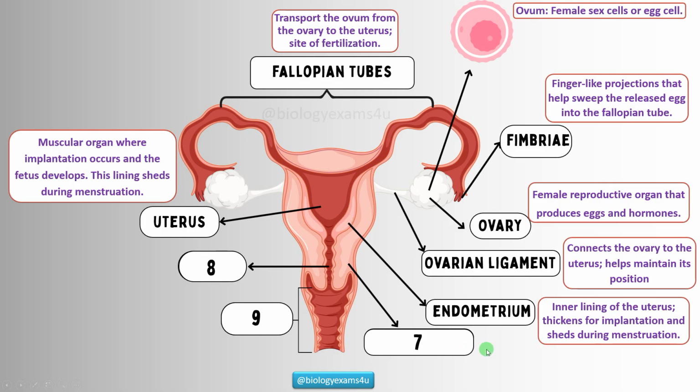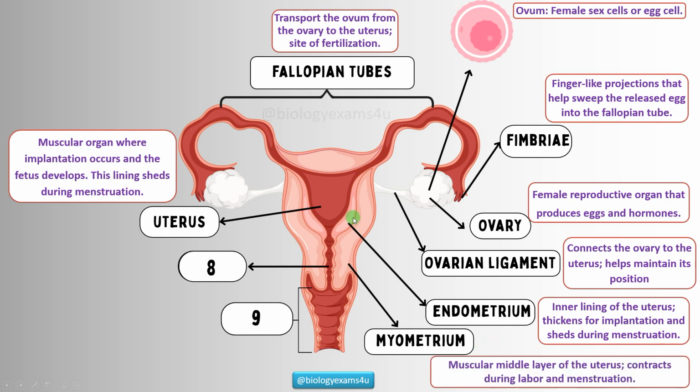The next lining is called the myometrium. Myometrium is a muscular middle layer of the uterus that contracts during labor and menstruation. That is also regulated by hormones.